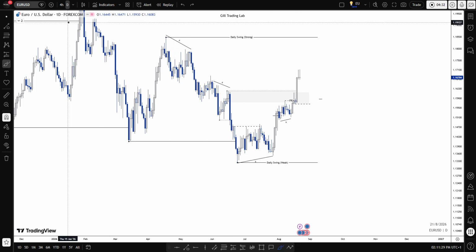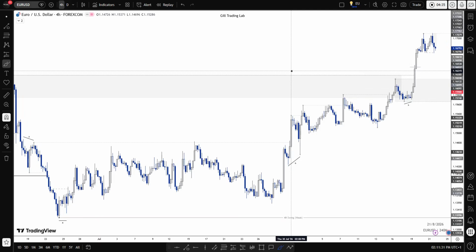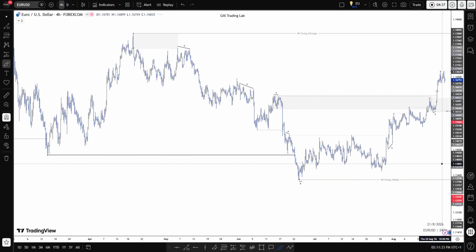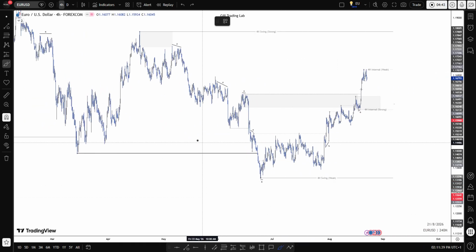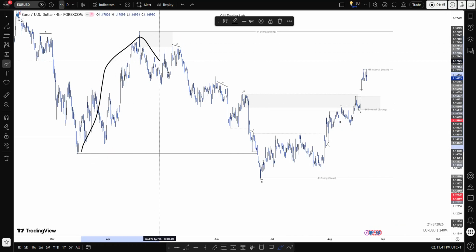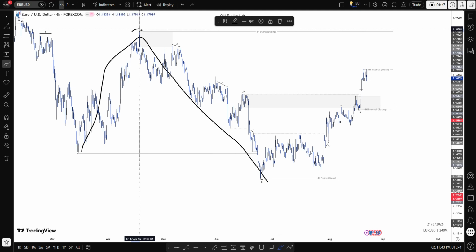Let's drop down to the 4-hour time frame. On the 4-hour time frame, my swing structure is bearish. This is my swing structure. Let me zoom out. This is my strong swing high, and this is my weak swing low.